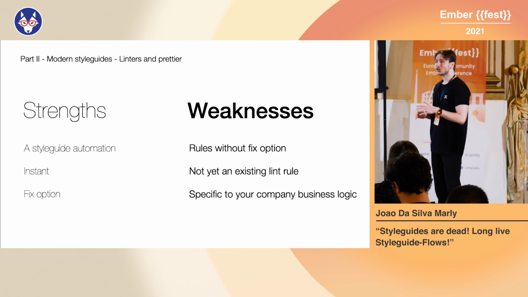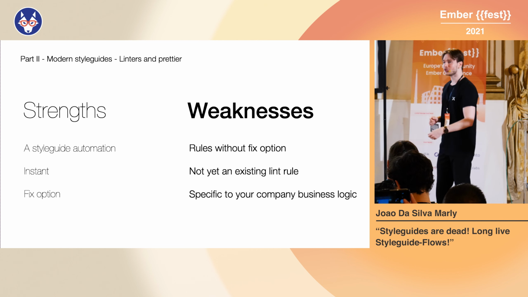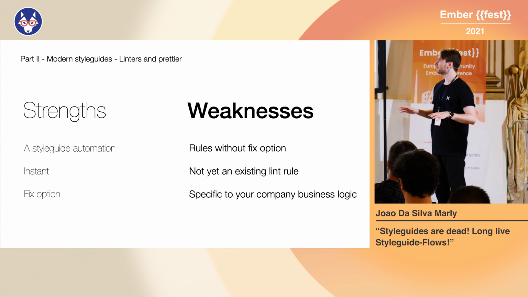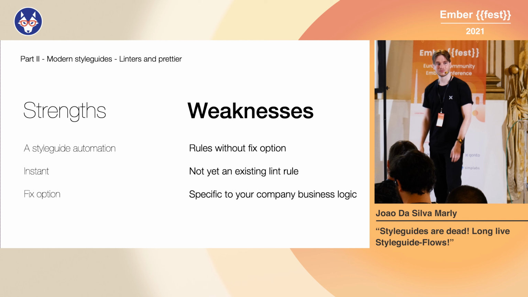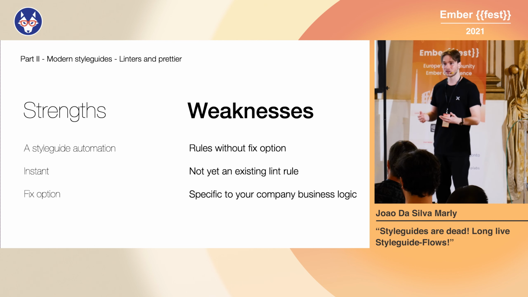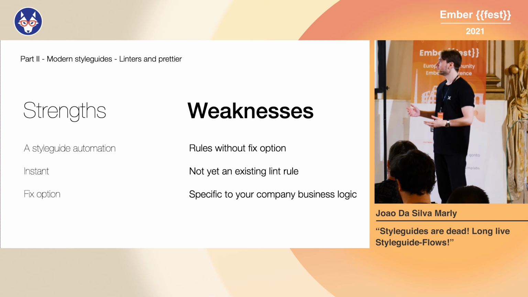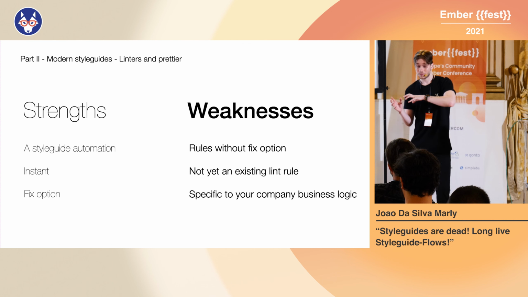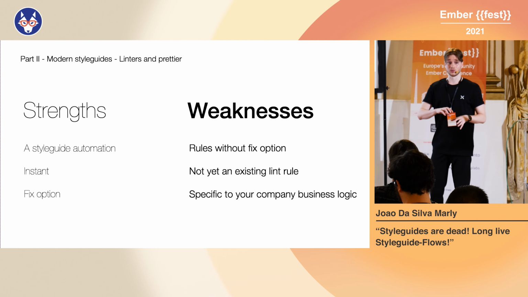Imagine you add a new lint rule to your project, you run the command, and now you have 100 files on error. What should I do? It's too painful. I have weeks of refactoring. I don't know. Another weakness: if it's a pattern that is not yet a lint rule.